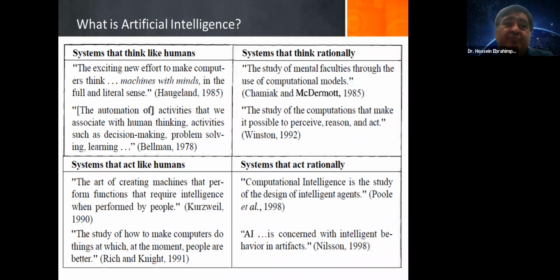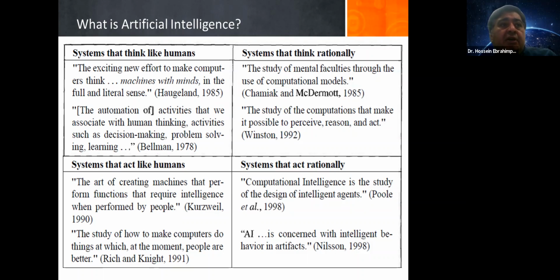But it is a long time that scientists have been thinking about this method. For example, a group of scientists thinks that artificial intelligence means that you can build a system that can act like a human. For example, you can see here Kurzweil in 1990 says, artificial intelligence is the art of creating machines that perform functions that require intelligence when performed by people.